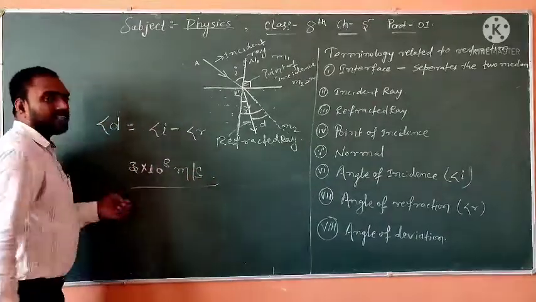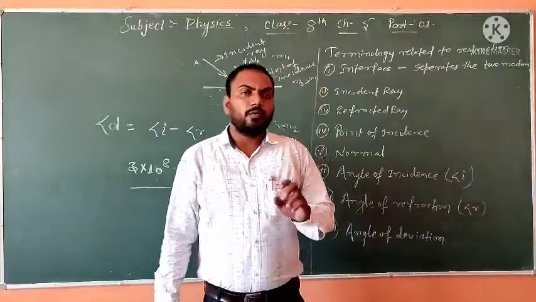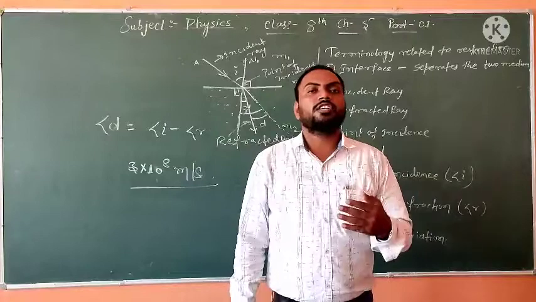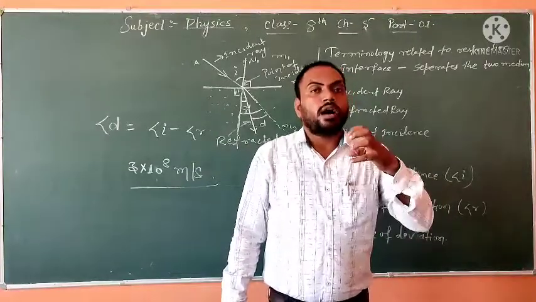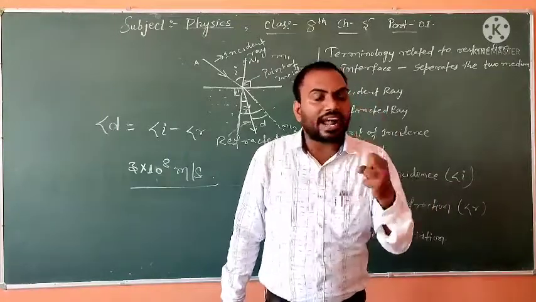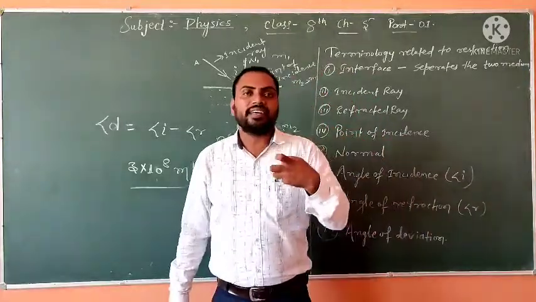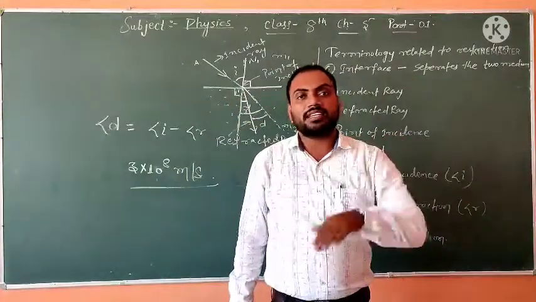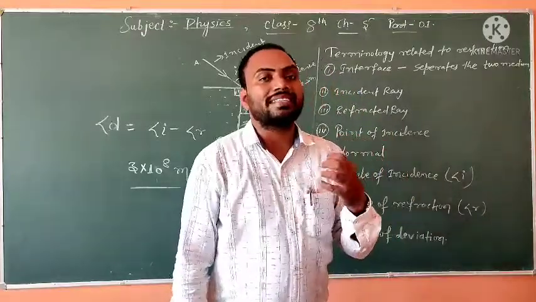This is the speed of light in vacuum. But when light enters a denser medium, its speed decreases. An optically denser medium is matter which has high density, in which, when light enters, the speed decreases. That medium is called an optically denser medium.